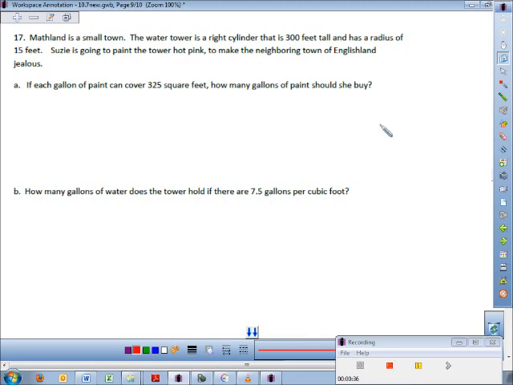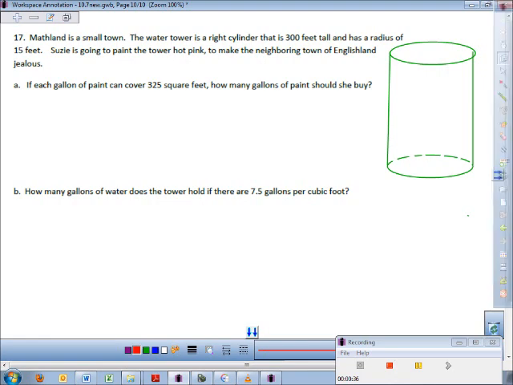Let's start with a picture. Right cylinder. Use your geometer to draw a beautiful right cylinder like so. Then let's put the information into that picture. The thing is 300 feet tall, so that's the height of that bad boy, 300 feet. And it's got a radius of 15 feet.